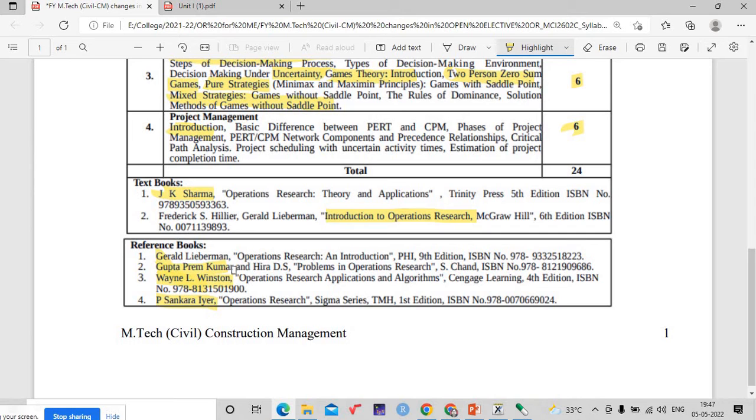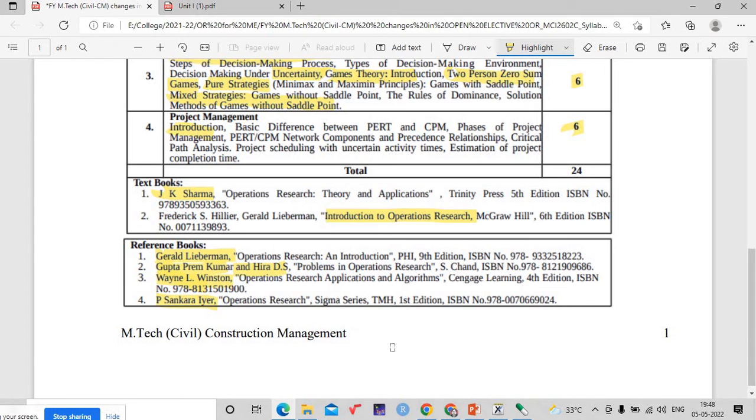This is also a nice book, Hira and Gupta, we used to say it. And again Lieberman, Gerald, Operation Research: An Introduction. So all of these copies are available in our central library. You can refer to that. One more additional book I am going to tell you.